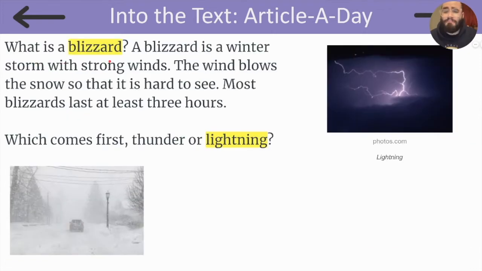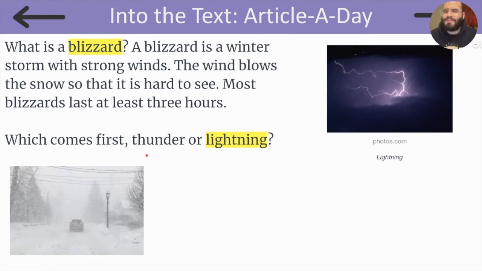What is a blizzard? A blizzard is a winter storm with strong winds. The wind blows the snow so that it is hard to see. Most blizzards last at least 3 hours. Look at this picture of the blizzard. What do you see? I see a lot of snow, and it says that it is hard to see in blizzards, and I can see that because I can barely see the car in the picture.